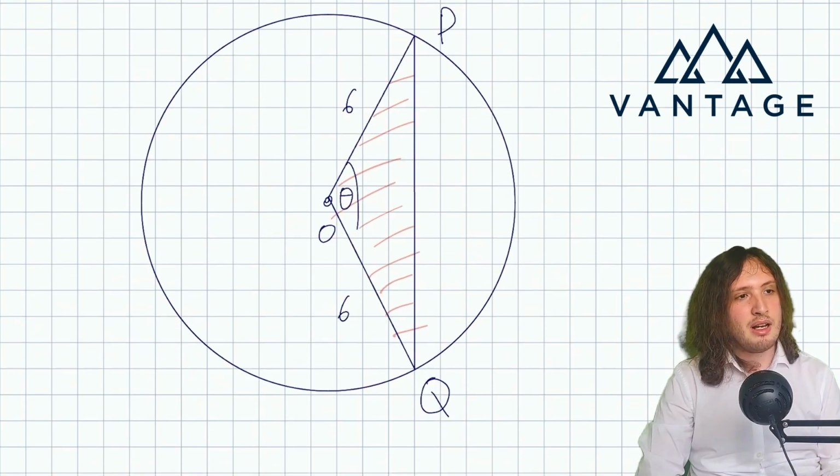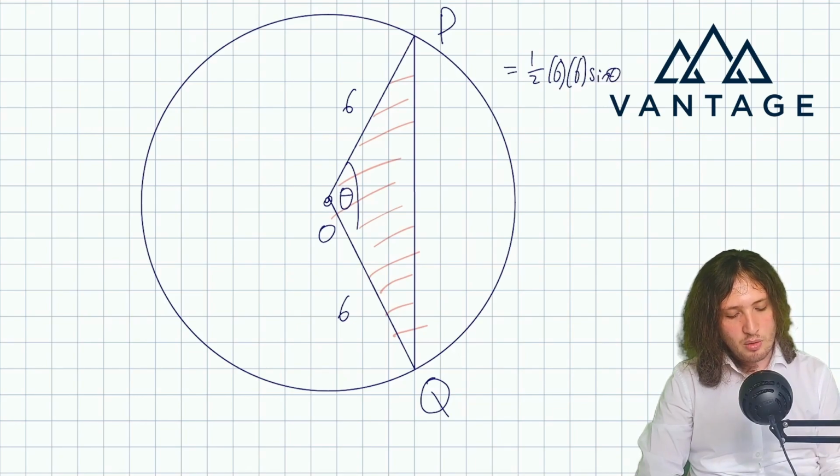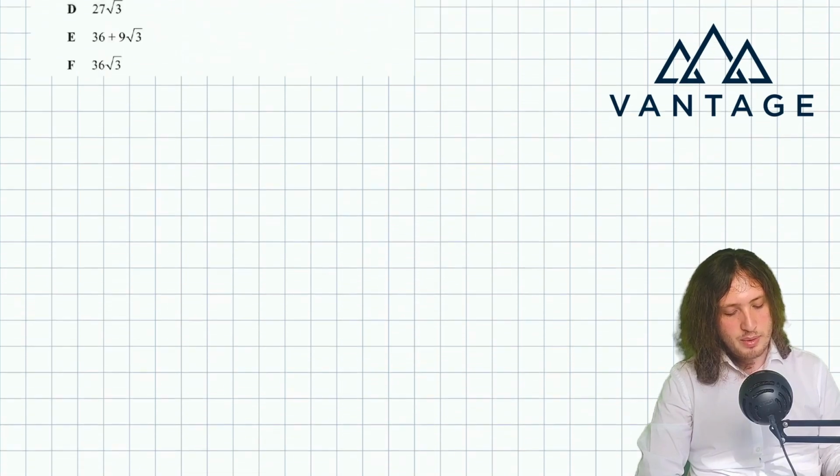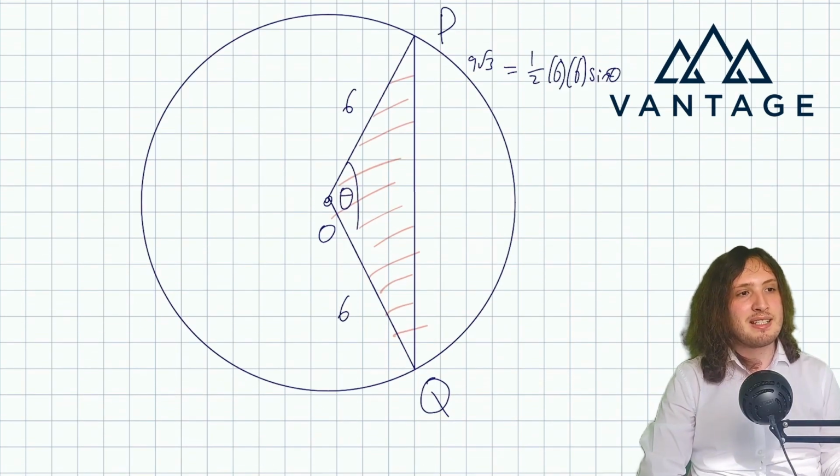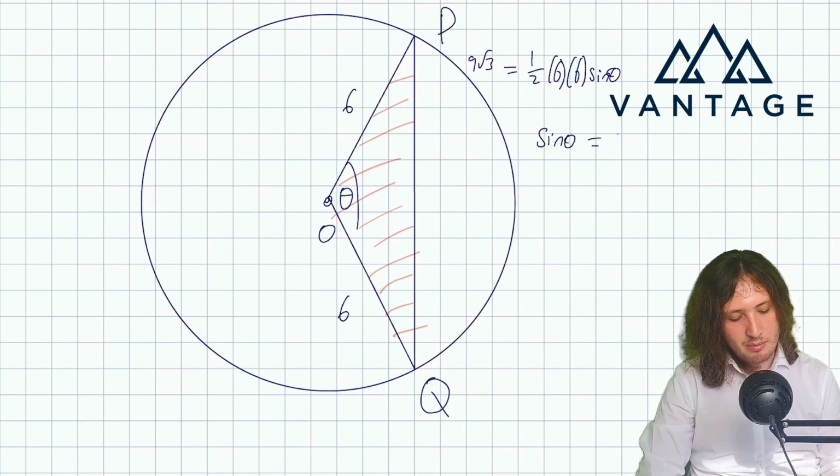So using half AB sine C, the area is going to be half times 6 times 6 times sine theta. That is what we know is 9 root 3 because we're told the area of that triangle is 9 root 3. So 6 times 6 is 36, over 2 makes 18, so that means sine theta is going to be 9 root 3 over 18, which is root 3 over 2.